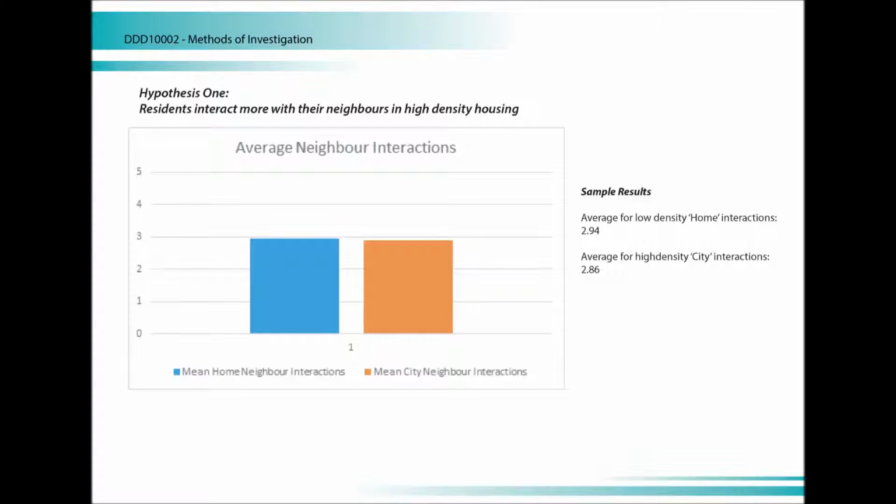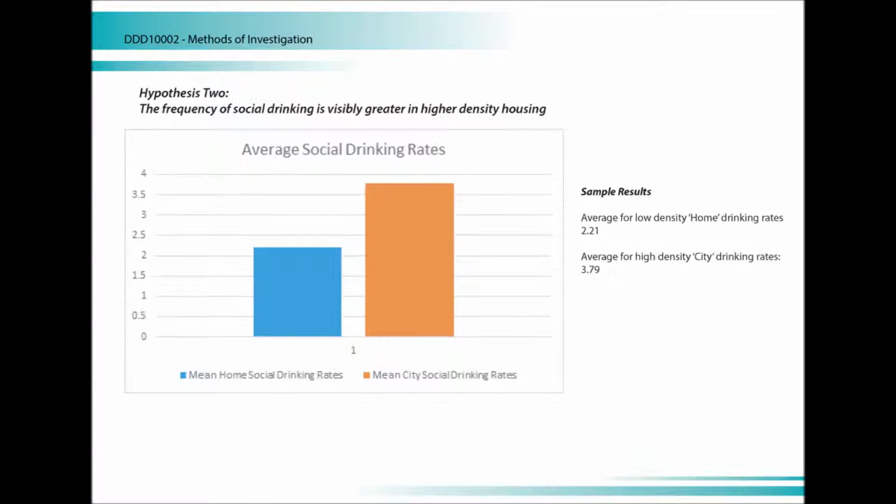To start, Hypothesis 1. Residents interact more with their neighbors in high-density housing. Despite our expectations, we found that there was no visible difference in the volume of interactions between neighbors in high and low-density residences from our sample, thus proving our null hypothesis. This suggests that people interact with others using more criteria than just general proximity.